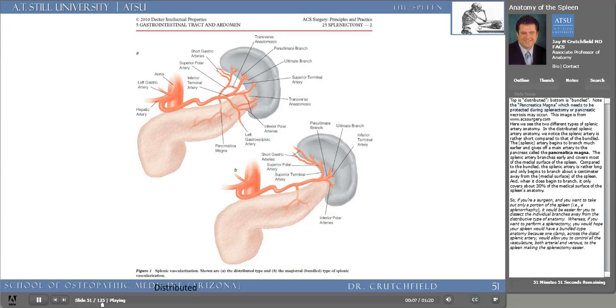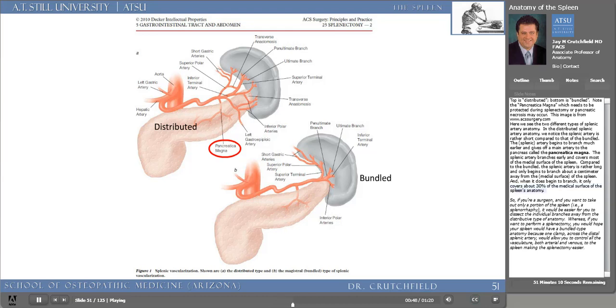In the distributed splenic artery anatomy, we notice that the splenic artery is rather short compared to that of the bundled. The artery begins to branch much earlier and gives off a main artery to the pancreas, called the pancreatica magna. The splenic artery branches early and covers most of the entire medial surface of the spleen. Compared to the bundled, the splenic artery is rather long and only begins to branch about a centimeter away from the spleen, and when it does, it only covers about 30% of the medial aspect of the splenic anatomy.